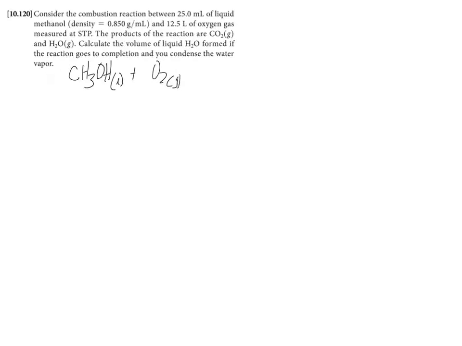We're going to end up with, well, at least needing to check to see if we have a limiting reactant here, because we have a quantity of methanol and a quantity of oxygen, and we need to know if we have the right ratio of reactants. We're then making carbon dioxide and water, and then we want to know the volume of the condensed water. So a very involved problem.